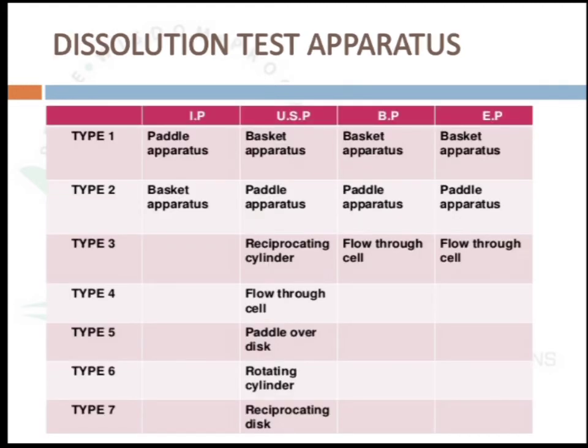Now these are the different dissolution apparatus according to IP, USP, BP and European Pharmacopoeia. In IP, type 1 is paddle apparatus and type 2 is basket type, and in the rest of the pharmacopoeias type 1 is basket and type 2 is paddle. So that is the difference of type 1 and type 2 apparatus.